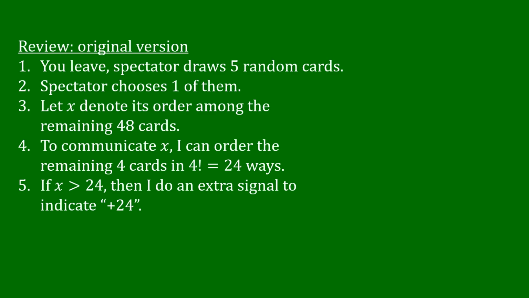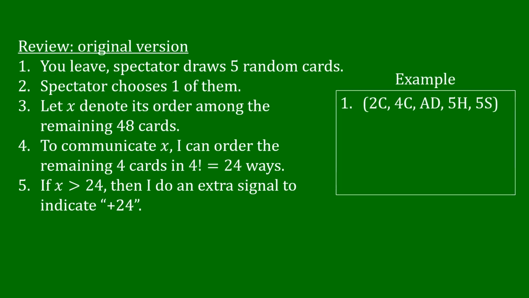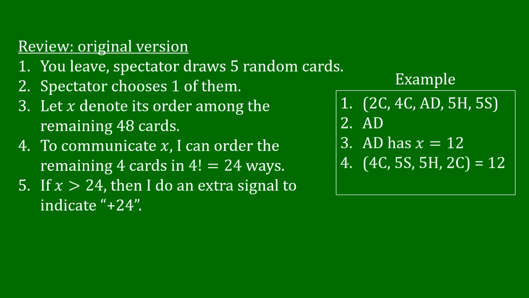Let's do the same 5-card example as before, but this time suppose the spectator chose the ace of diamonds. In a full deck of 52 cards, the ace of diamonds would be number 14. But since there are 2 face-up cards that come before it, it's actually number 12. To communicate 12, the correct order is 2, 4, 3, 1, and there's no need to add 24. Finally, once you know that x is 12, you can reverse the thought process to conclude that the selected card was the ace of diamonds.